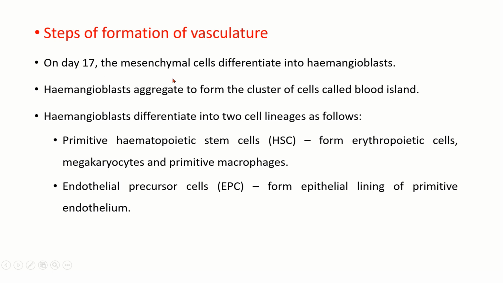So on day 17, the mesenchymal cells differentiate into hemangioblasts. Hemangioblasts aggregate to form clusters of cells called blood islands. So hemangioblasts differentiate into two cell lineages as follows. The primitive hematopoietic stem cells form erythropoietic cells, megakaryocytes, and primitive macrophages. Endothelial precursor cells form the epithelial line with primitive endothelium. So primitive hematopoietic stem cells and endothelial precursor cells, these two are derived from the hemangioblasts.